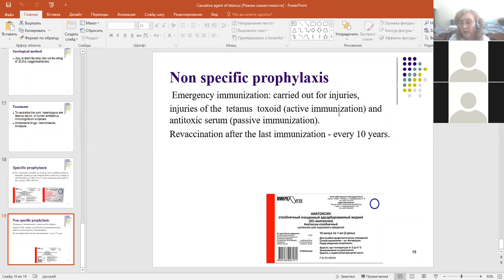So we are going to protect this person from tetanus exotoxin by using antitoxic serum. It should be injected at another part of the body. This procedure is named passive immunization. So active immunization plus passive immunization, the procedure is named combined immunization. It is done in case of emergency prevention for people with a wound, if a person has some wound.